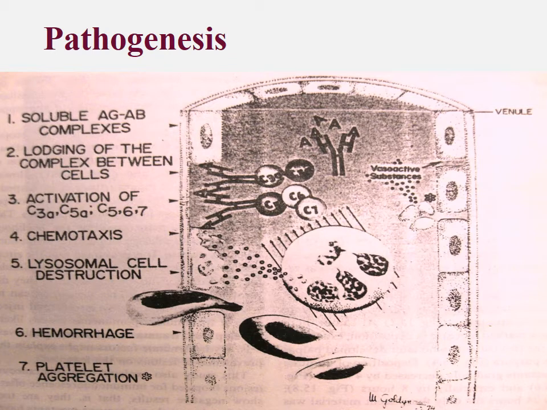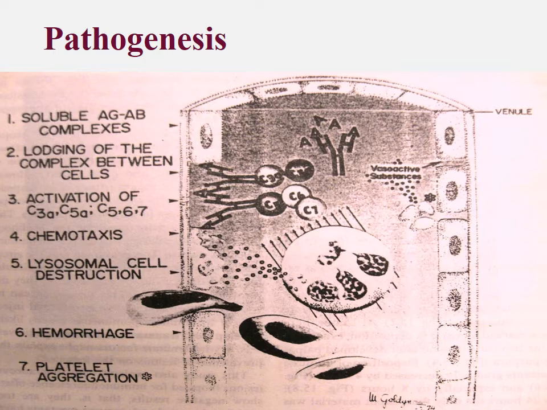Pathogenesis of vasculitis passes through many different mechanisms. The most common case is with type 3 hypersensitivity. We see in the diagram in front of us, in the middle up, antigen-antibody reaction. This is the first step, antigen-antibody reaction, and it takes complement with it to form the soluble antigen-antibody complexes.